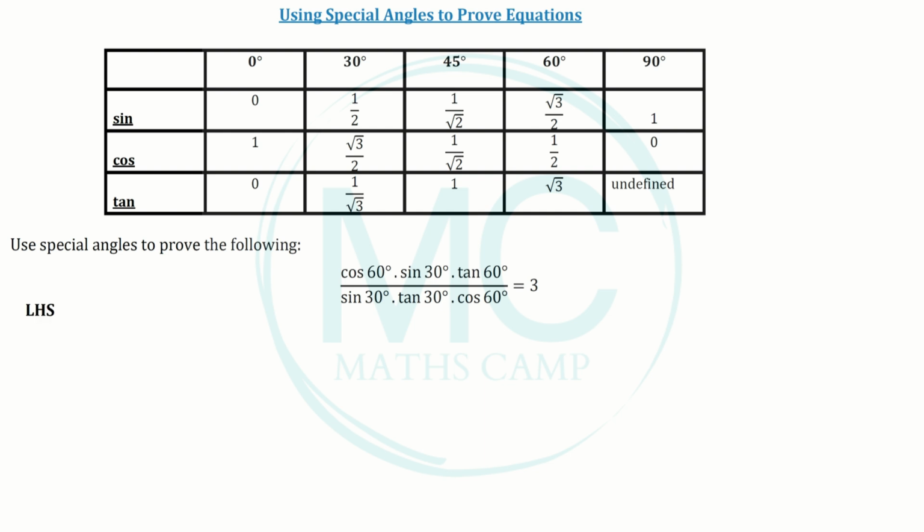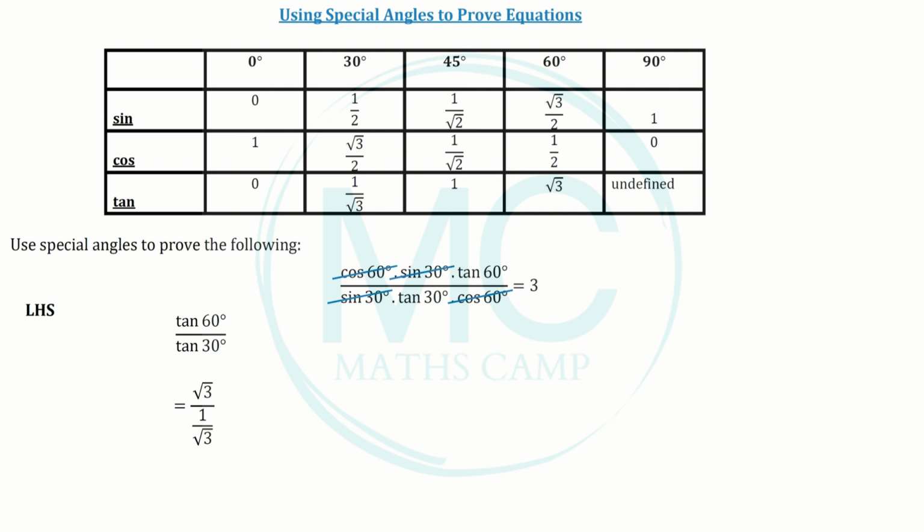Now, before we start filling in values, let's see if there are any commonalities in the fraction. We have cos 60 degrees in the numerator and the denominator, so these two will cancel out. We have sine 30 degrees in the numerator and the denominator as well, so these two will cancel out as well. And we're left with tan 60 degrees over tan 30. And now we can look at these values. Tan 60 degrees is square root 3, all over tan 30 degrees, which is 1 over root 3. Again, we've got a fraction within a fraction.